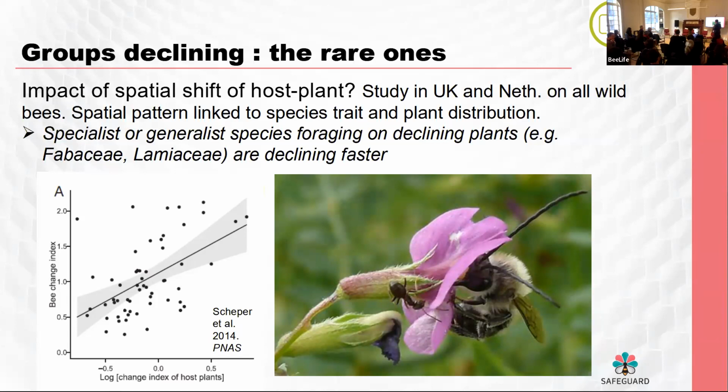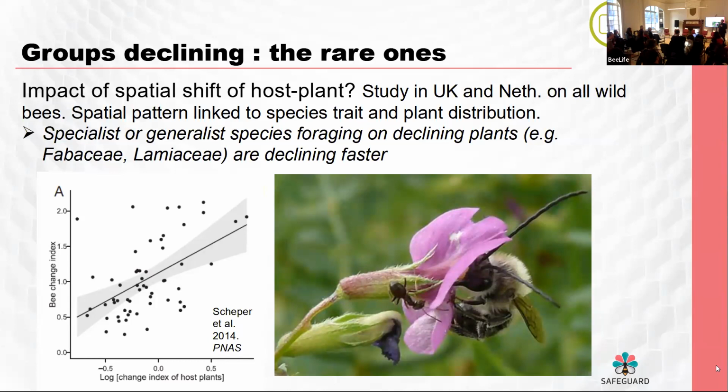So one of the things that you find, here it's a study in the Netherlands, is that the bees that are more specialized in their host choices are more frequent. In other words, when you have a bee species that has a narrow range of plants, that can collect pollen on only a few plant families, it declines faster than the one that has a broad diet, able to collect pollen on many plant families. So this was the species for the Netherlands. And especially the bees that are specialized on the legume family and on the Lamiaceae.